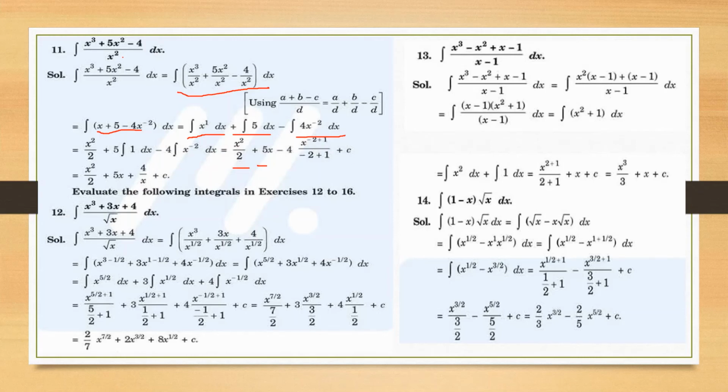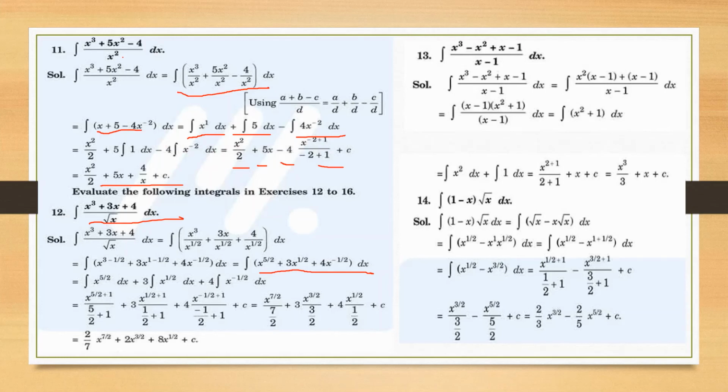Again in number 12, you have to break the numerator. So it is x cube by x half, 3x upon x half, 4 upon x half. On arrangement, if the power is just x, it will be log mod. But if it is 1 upon x, otherwise you need to take all the powers to the numerator. And here, as all the x's are to be brought together, it's better to take the power to the numerator.